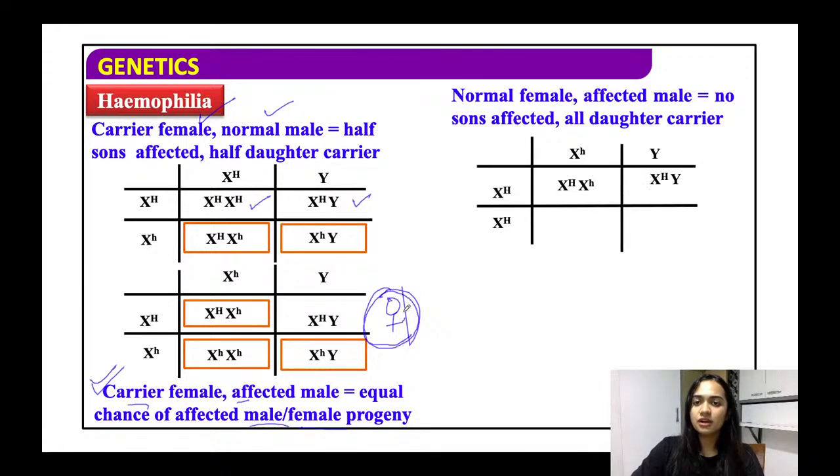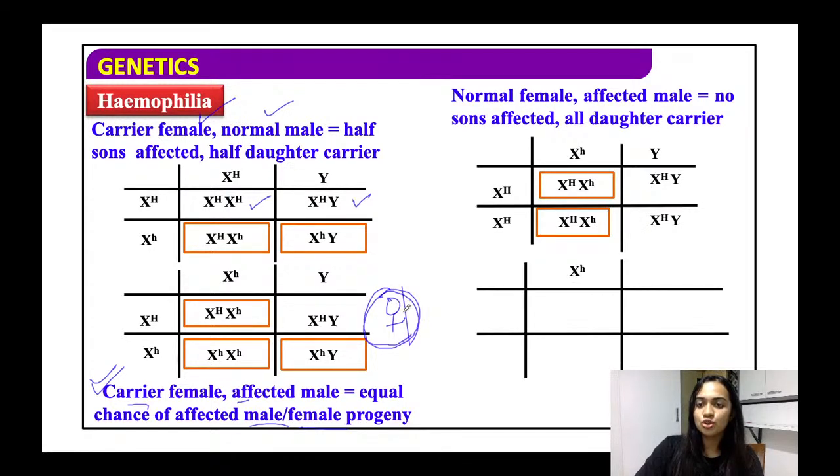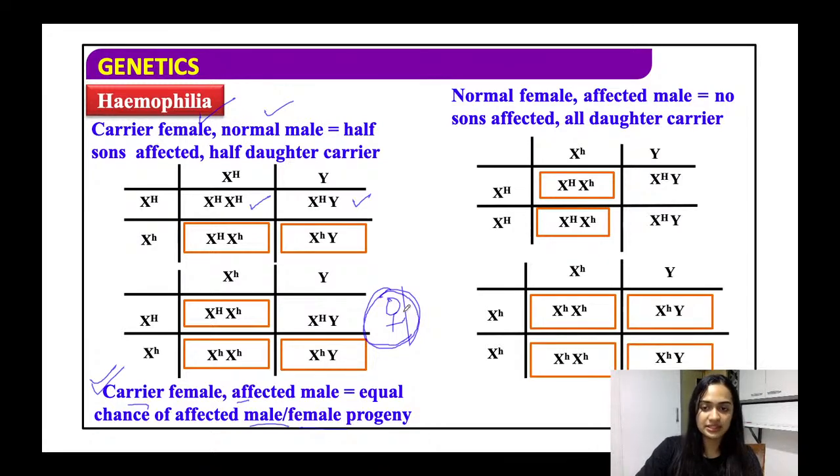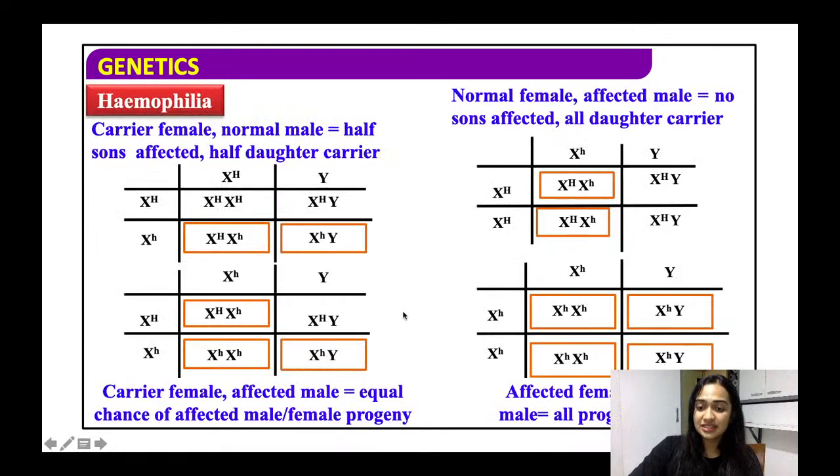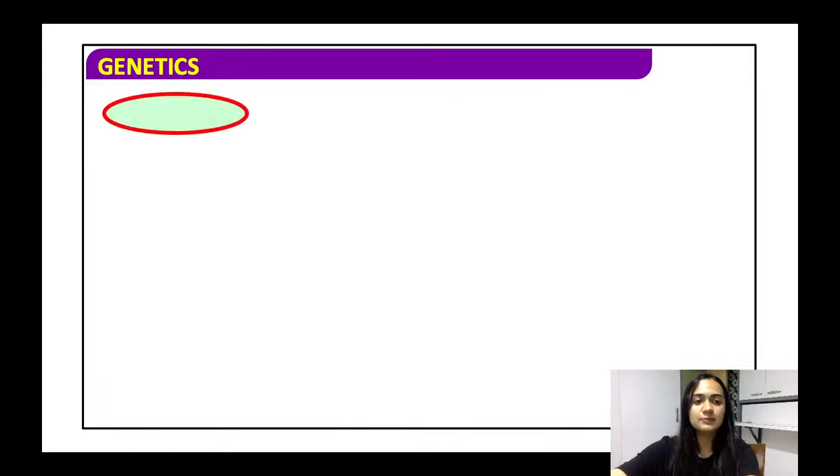Now normal female and the affected male. यहाँ पे क्या होता है, यहाँ पे दोनों बन जाते हैं carriers and no sons are affected. Now we have the affected female and affected male. All the progeny are affected. तो ये 4 पन्नेट स्क्वायर आप खुद बना के देख लीजिए, आपको कॉन्सेप्ट समझ आ जाएगा.